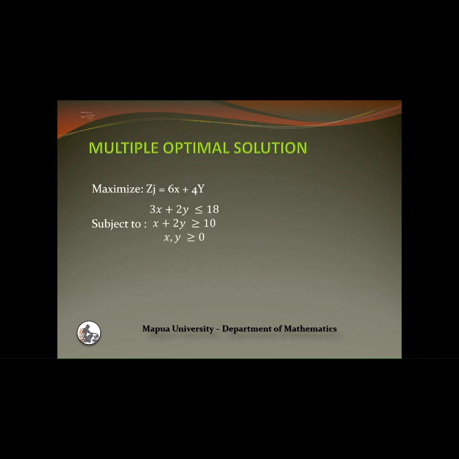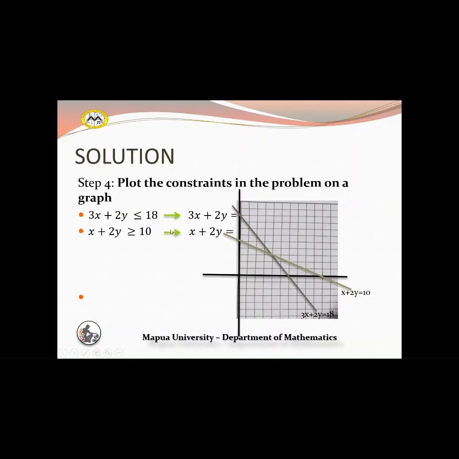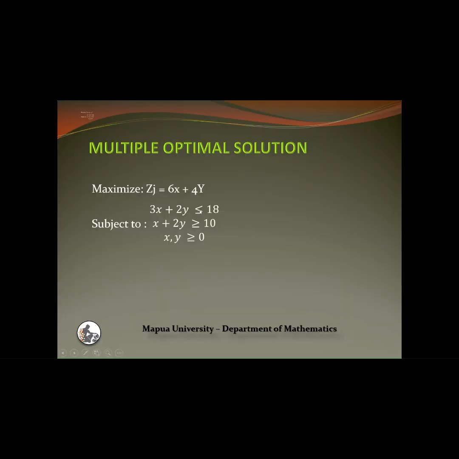Now, as for our example, we have here for the multiple optimal solution, the given is to maximize Z, which is equal to 6x plus 4y. And these are the given constraints: 3x plus 2y less than or equal to 18, x plus 2y greater than or equal to 10, and of course the non-negativity constraints, x and y greater than or equal to 0.